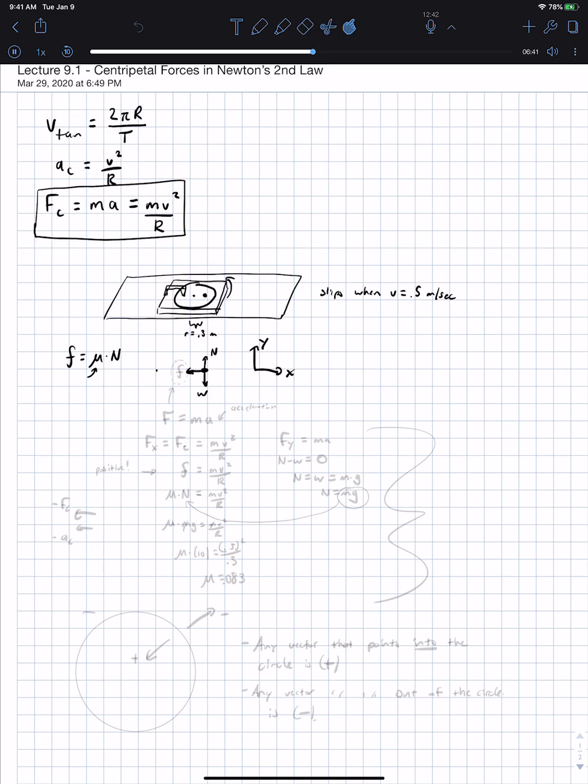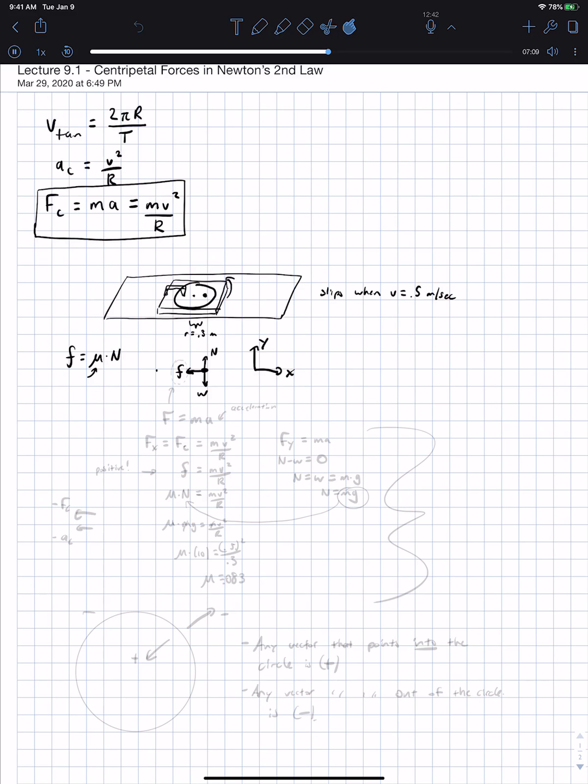Well, it's not a tension force because there's no string attached to the turntable. It's not a normal force. There's nothing pushing it into the circle. It's not the weight force. Gravity isn't pulling it towards the center of the circle. So the only force left is the force of friction. So this becomes fairly simple.